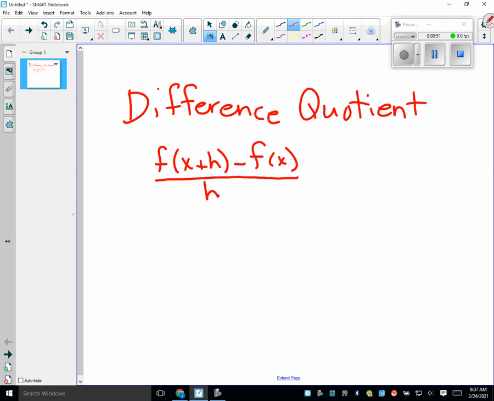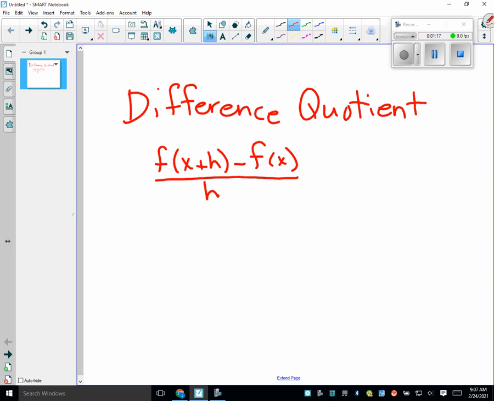Now, it's not always easy. We always simplify it so that when you are finished, that h from the denominator goes away. If it doesn't, you have a mistake in the problem somewhere. Okay? That's the formula. All we're going to do is use it.